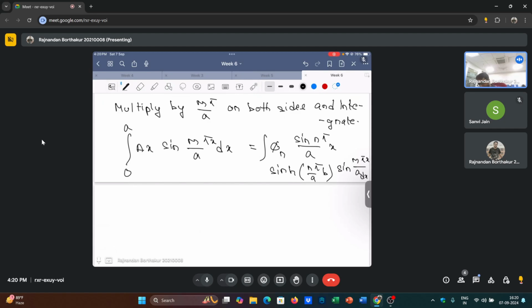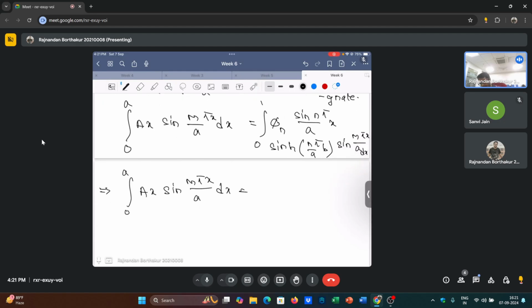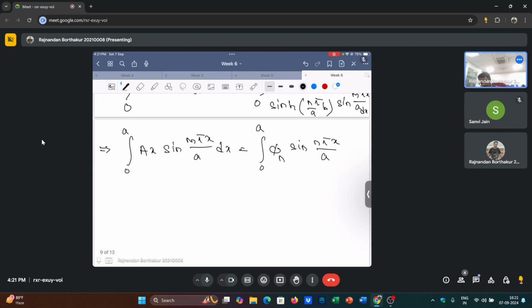Okay, so if I write this in a more systematic way, this is nothing but integral 0 to a ax times sine m pi x by a dx, and this is nothing but integration from 0 to a phi n times sine n pi x by a, multiplied by sine hyperbolic n pi b by a, multiplied by sine m pi x by a dx.